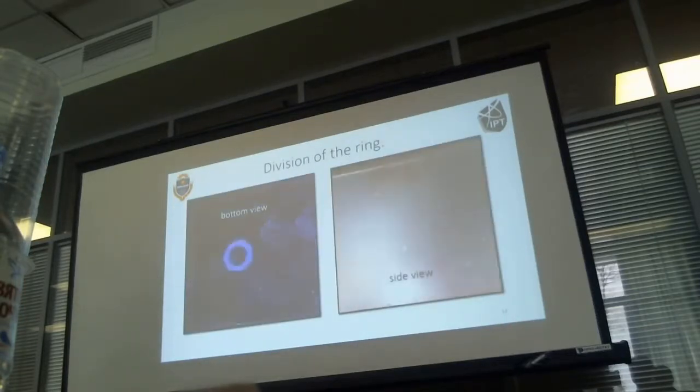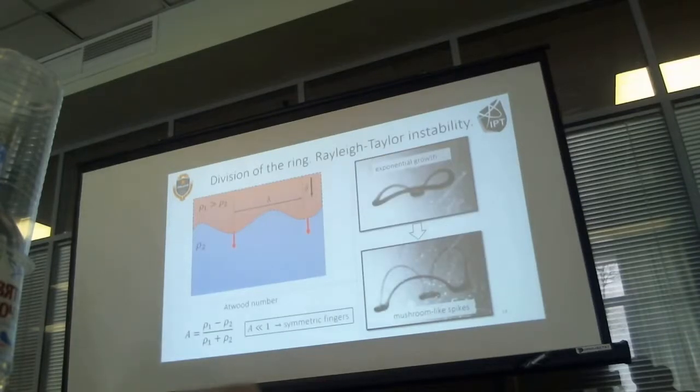After that, the ring divides. The division of the ring occurs because of the Rayleigh instability. The density of ink is bigger than the density of water, and because of it, any small perturbations grow exponentially. The Atwood number is quite small, so the fingers are symmetric.